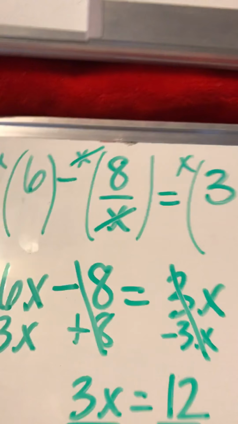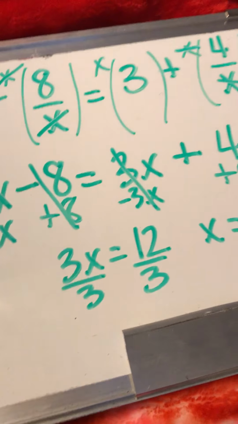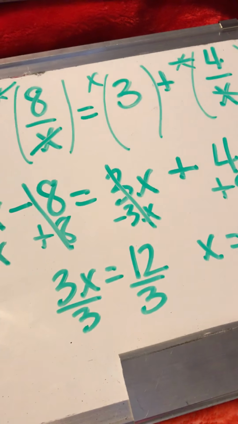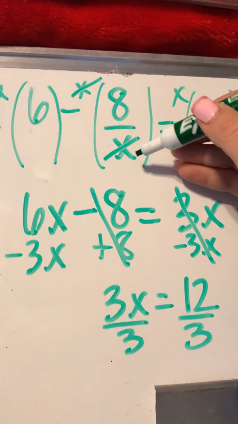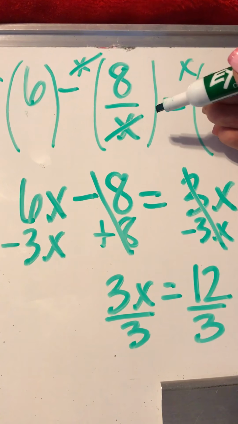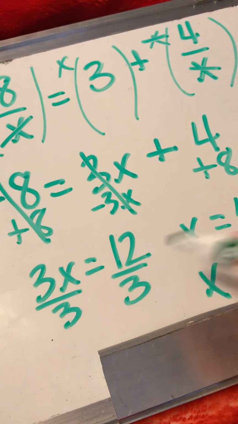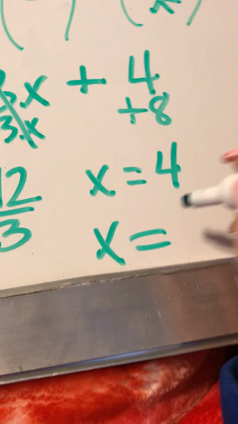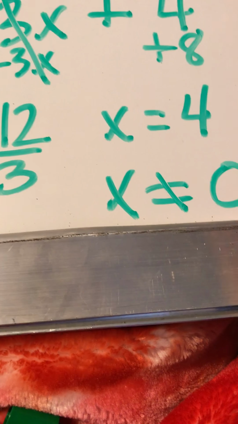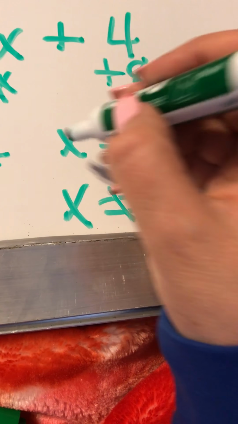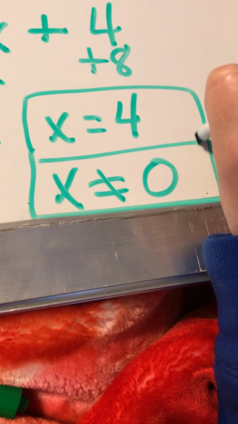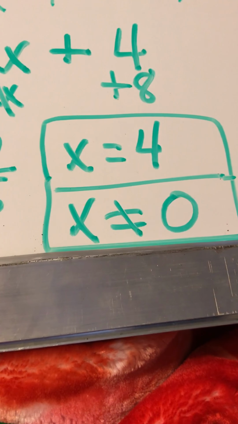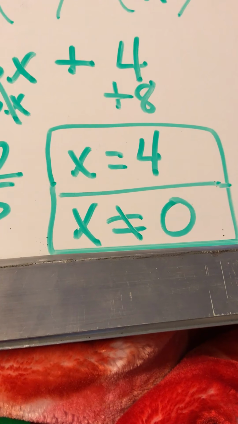We have to do one more thing. We have to check back up at our equation here, and we have to see what are the excluded values. In this case, excluded values are anything that are going to make our denominator equal to 0. So in this case, the only excluded value is that x cannot be 0. So our solution here is that x equals 4 and that x cannot equal 0.